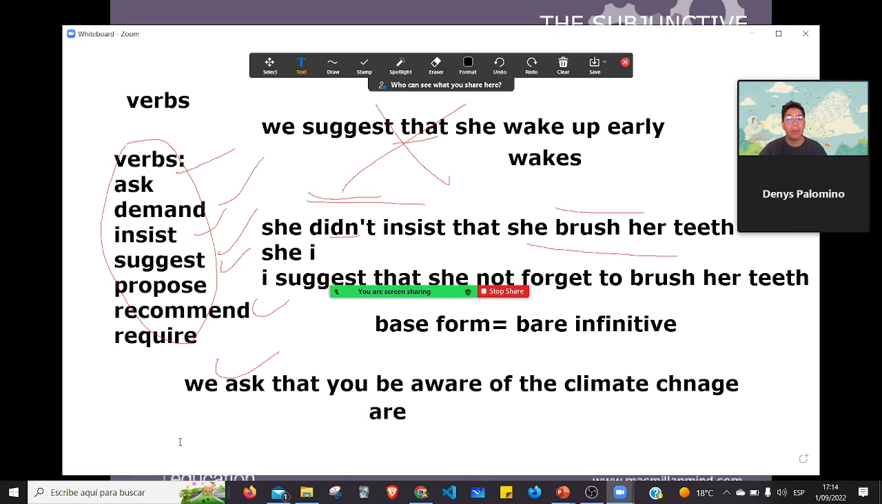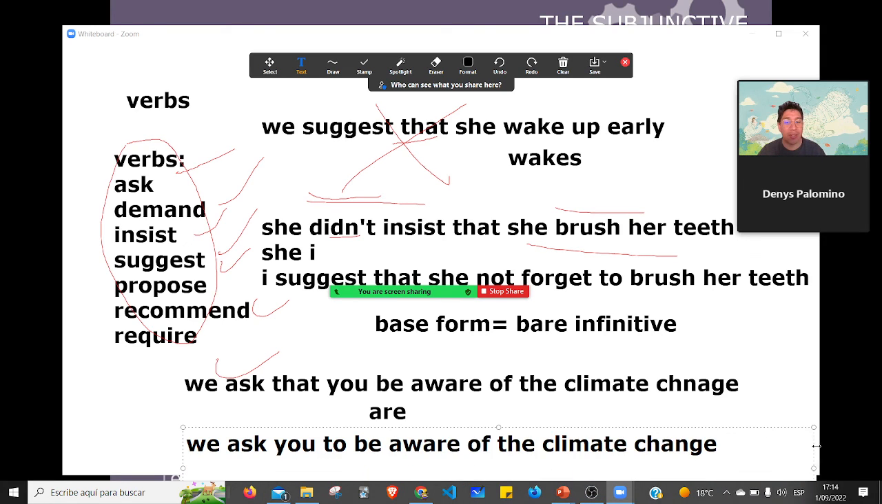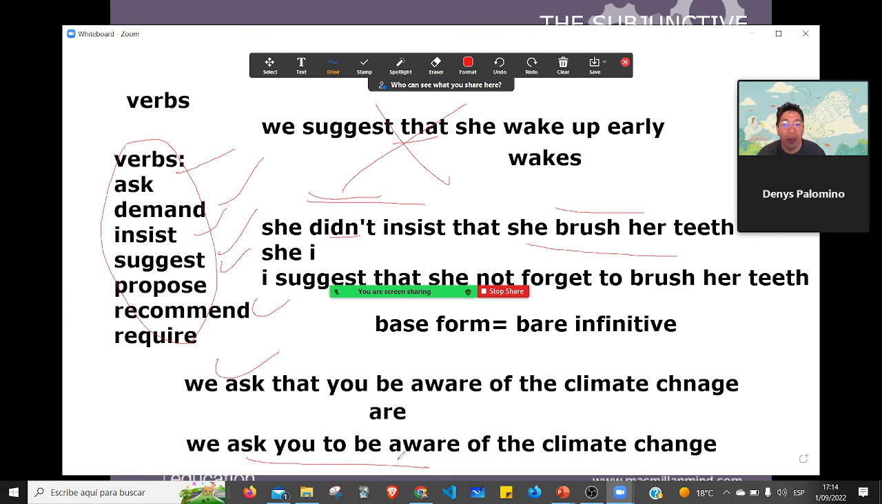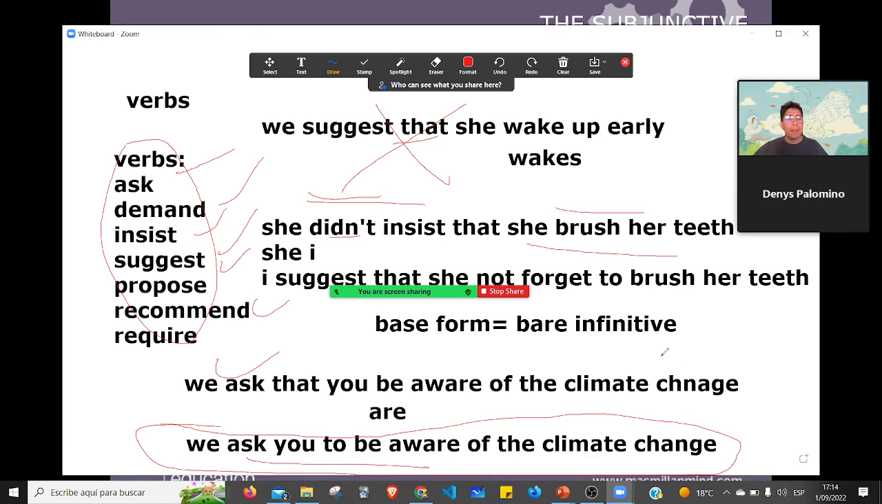Ahora, si tú quieres usar un objeto, puede ser we ask you to be aware of the climate change. Que ya esa es otra. Esos son verbos que son seguidos por... Esto no tiene que ver nada con el subjuntivo. Esto ya no es subjuntivo porque es una oración como si lo estuvieras diciendo de manera normal. Nosotros te pedimos que seas más consciente. En el otro es pedimos que seas, que tú seas, que seas. ¿Notas la diferencia?